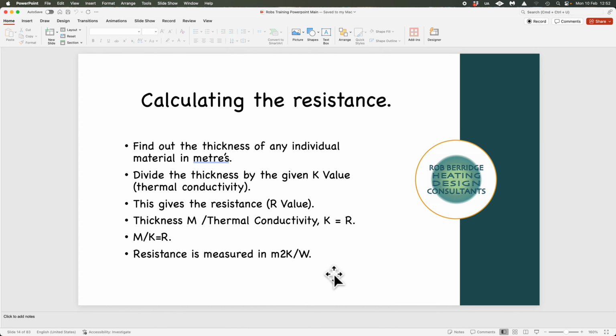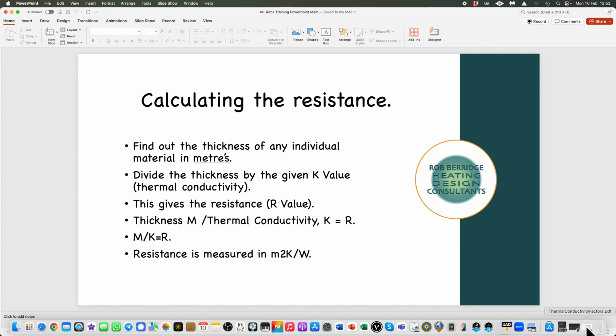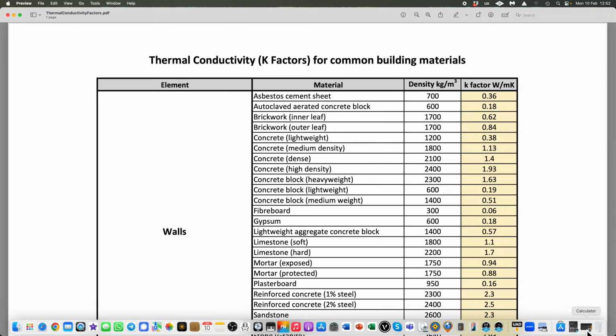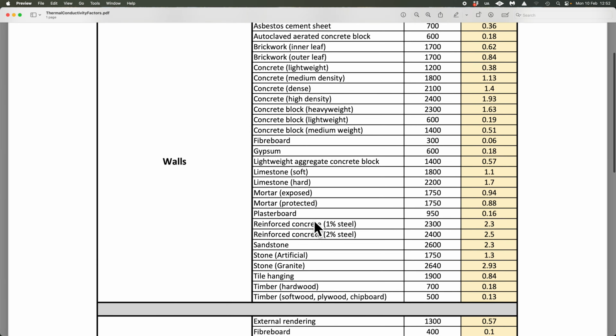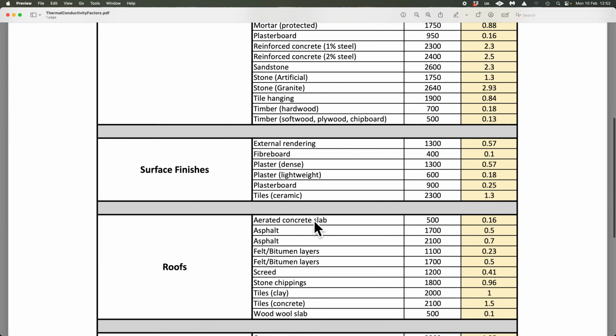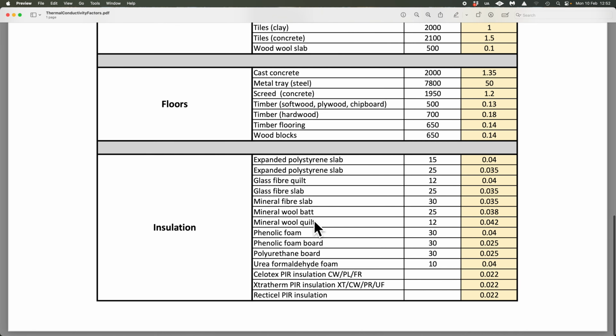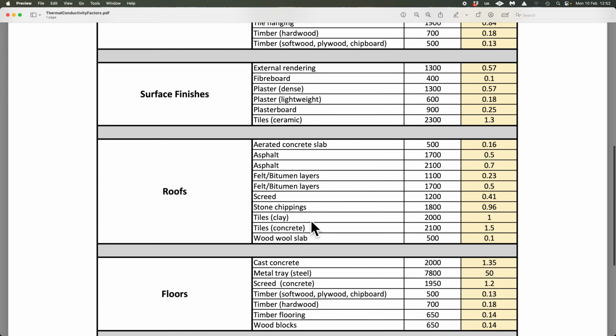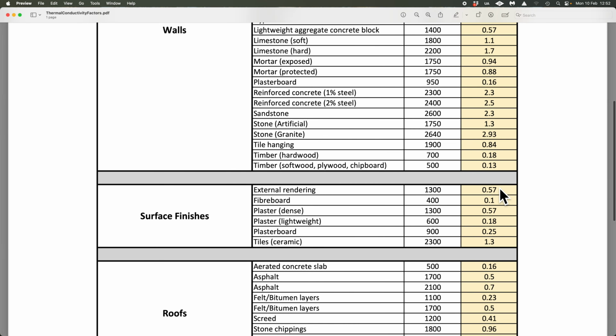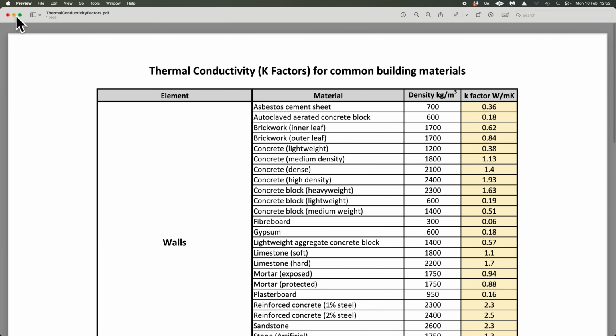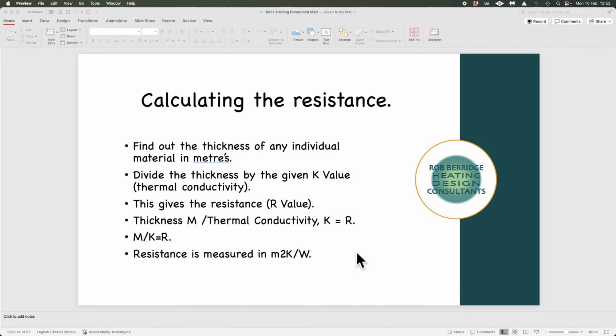And this thermal conductivity value is given for all of these building materials: walls, surface finishes, roofs, floors, insulation. Okay, and we said on this line, in this yellow column here, we're looking for the lowest possible number, and I'll come on to some of those in a second to give some examples.